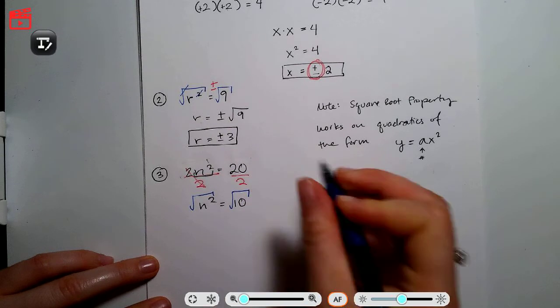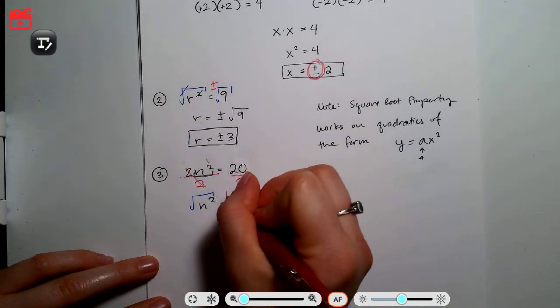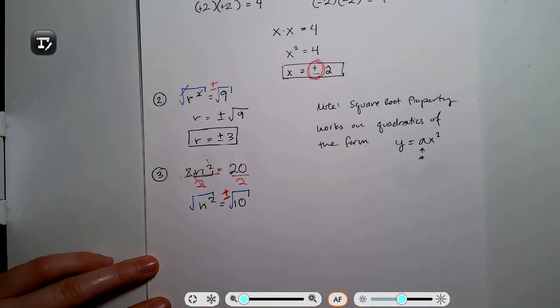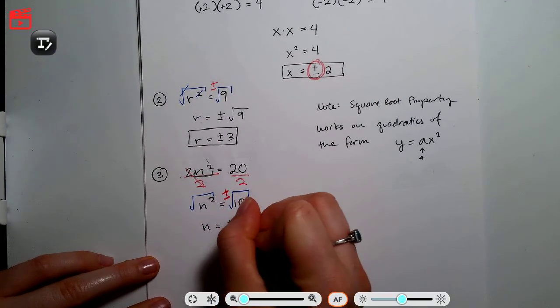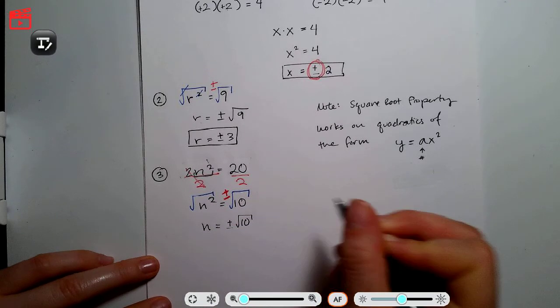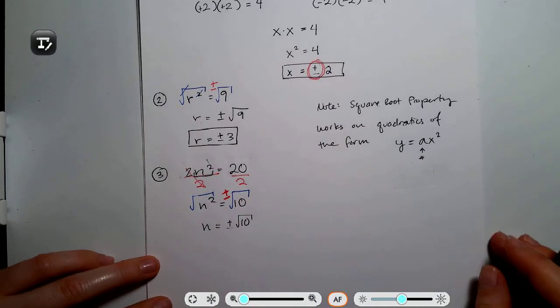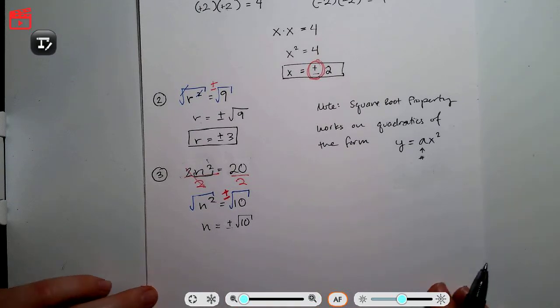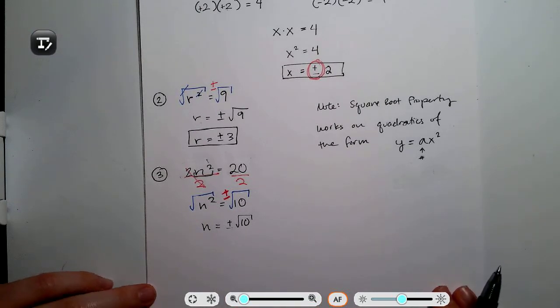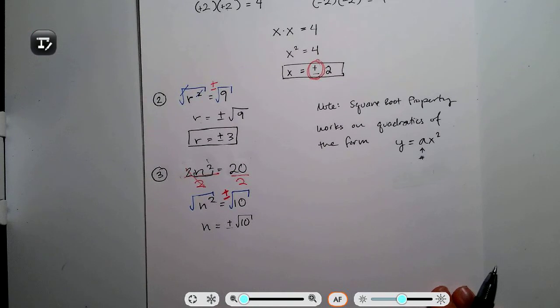And when I do that, I need to remember the very important plus or minus, because there are 2 answers. So n equals plus or minus the square root of 10. And the square root of 10, I don't have a nice number on that, so you can just leave it as the square root of 10, unless asked otherwise. If they ask for a decimal approximation, plug that into your calculator and you can find that.